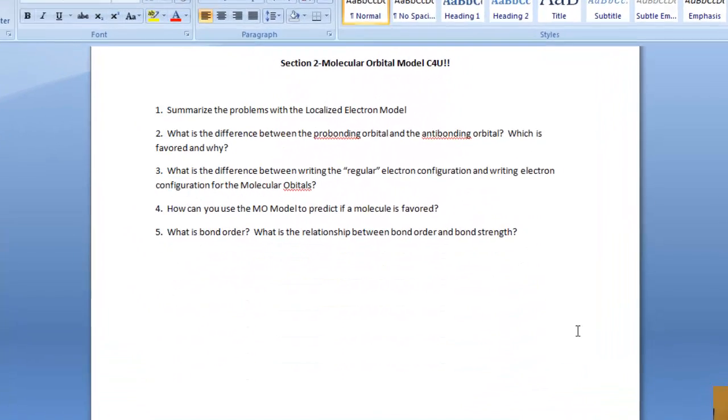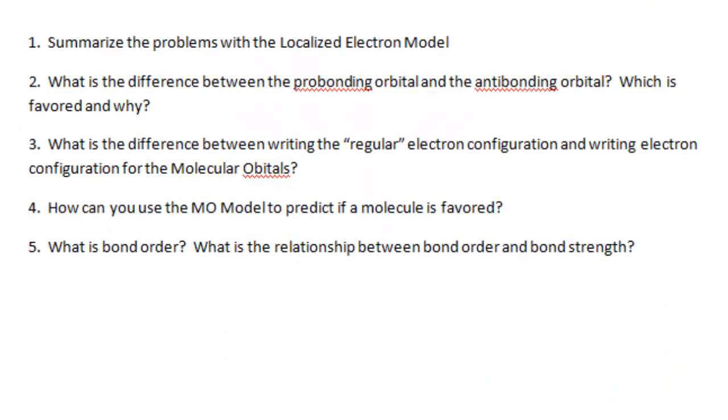So let's look at section 2. Number 1, summarize the problems associated with the localized electron model. Number 2, what is the difference between the bonding orbital and the antibonding orbital, and which is favored and why? Number 3, what is the difference between writing the regular electron configuration that we've done before and writing the electron configuration using the molecular orbital model? Number 4, how can you use the molecular orbital model to predict if a molecule is favored? And number 5, what is bond order, and what is the relationship between bond order and bond strength?